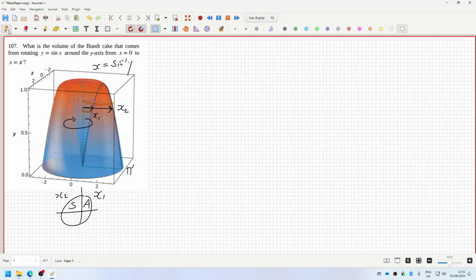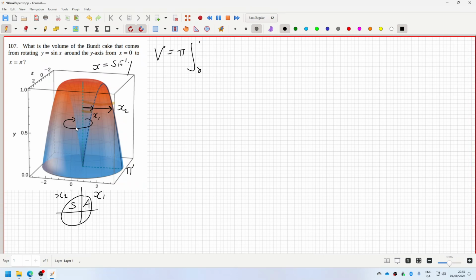I've tried this now a couple of times. I know what to do. It's just a little bit messy. So the volume will be pi, 0 to 1, and it's this length, x2, minus this length, x1.